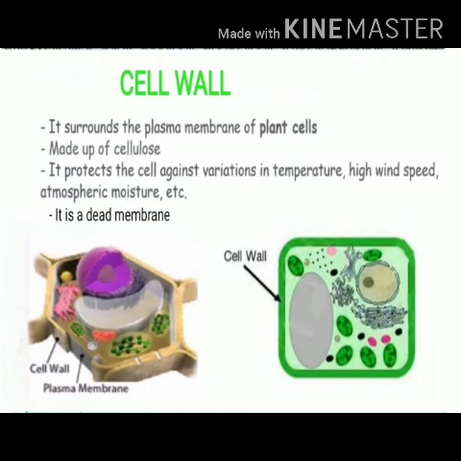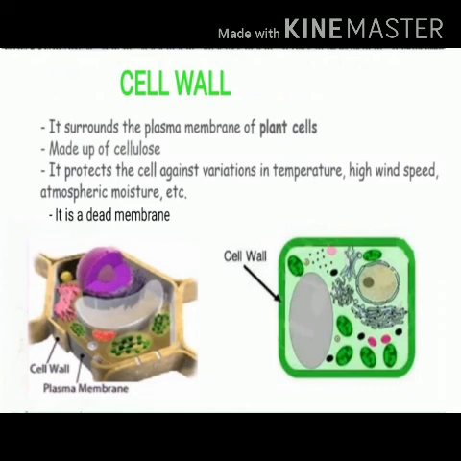Remember this. Another characteristic of the plant cell wall is that it is a non-living part of the plant cell, which means it is a dead membrane. As I told you, remember, the plasma membrane is a living part of every cell, and the cell wall is the non-living, dead part of the plant cell only. Now, what is its function in the plant cell? Just now we have learned that the cell wall is present only in plant cells. So, what is its function?